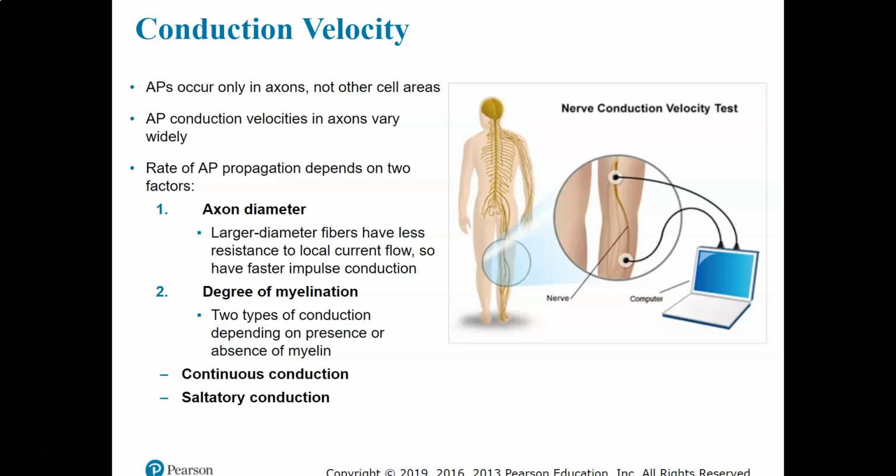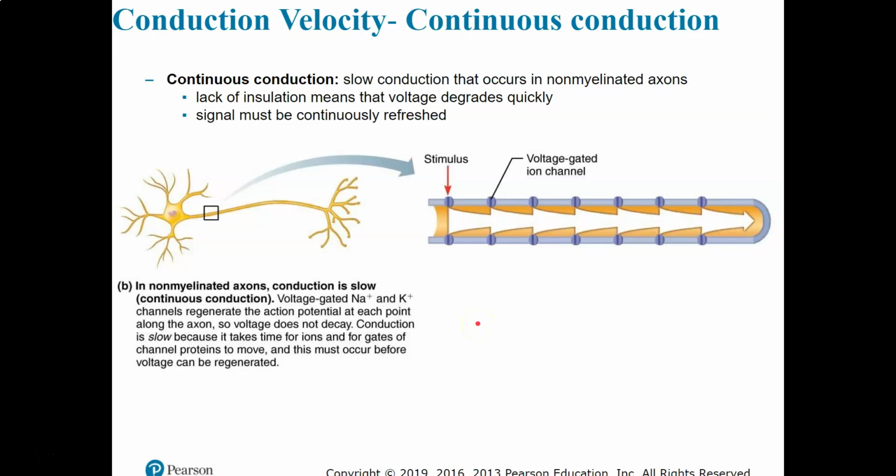The ways that the action potential can travel down the axon is either as what we call continuous conduction or saltatory conduction. Continuous conduction is going to occur in unmyelinated fibers, whereas saltatory conduction is going to occur in myelinated fibers. So in continuous conduction, there's no insulation on the outside of the axon, which means that the current is going to lose its voltage relatively quickly. So the signal has to be constantly refreshed.